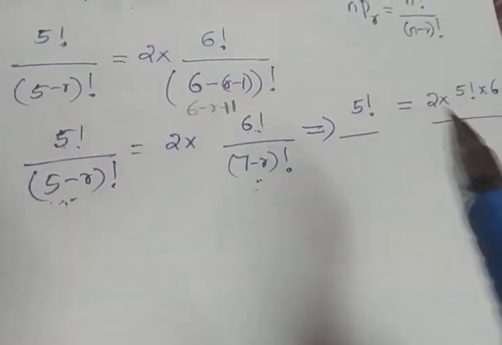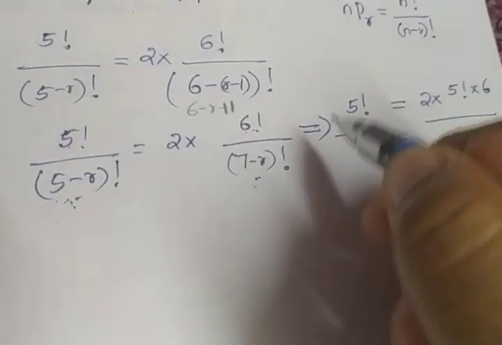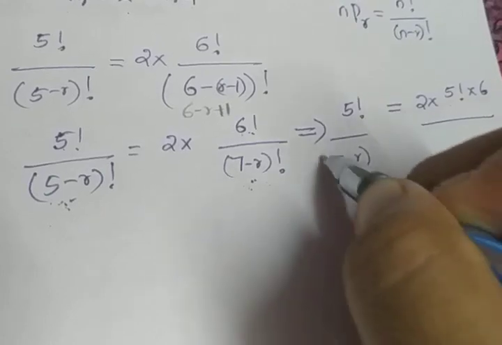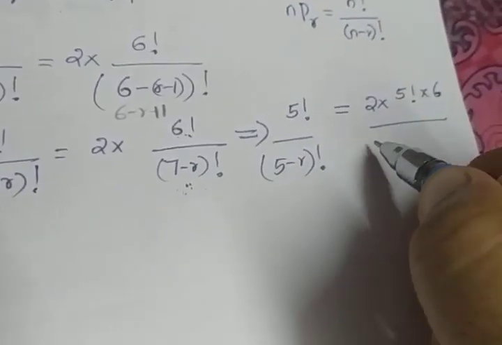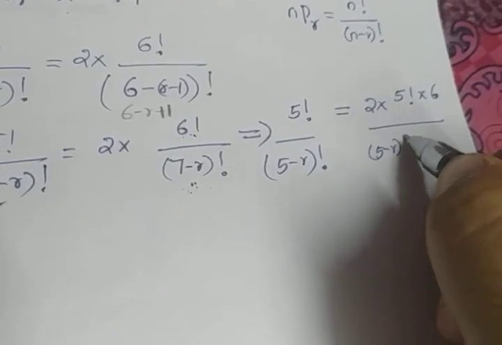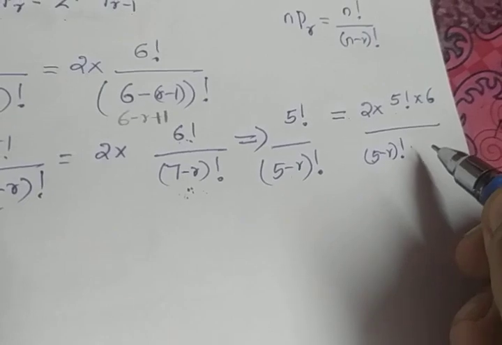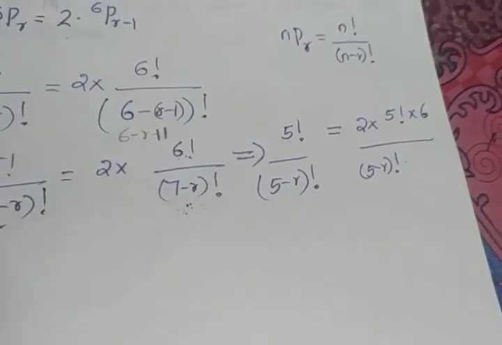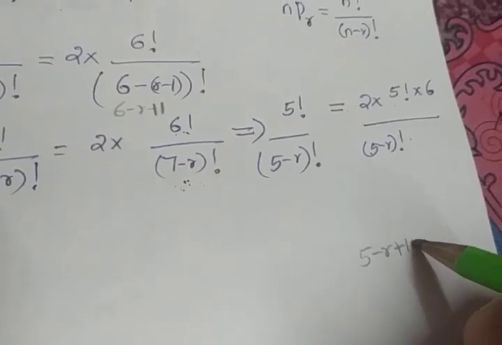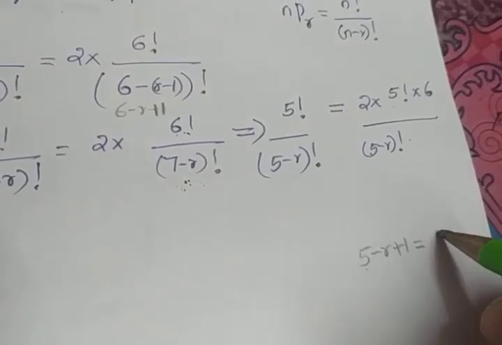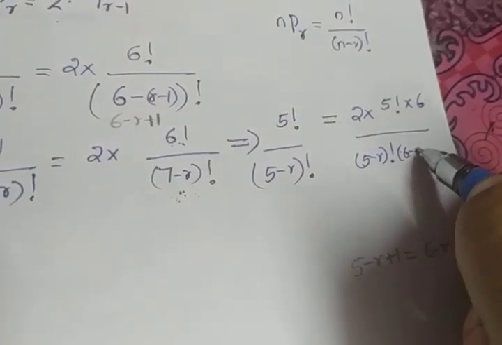So we have to replace (7 minus r) factorial in terms of (5 minus r) factorial. So the left side denominator remains the same, (5 minus r) factorial, and instead of (7 minus r) factorial, what are you going to write? I have to write (5 minus r) factorial into next terms. How will we find the next term? The next term will be 5 minus r plus 1, isn't it? What is 5 minus r plus 1? 5 plus 1, 6. 6 minus r. So into the next term will be 6 minus r.